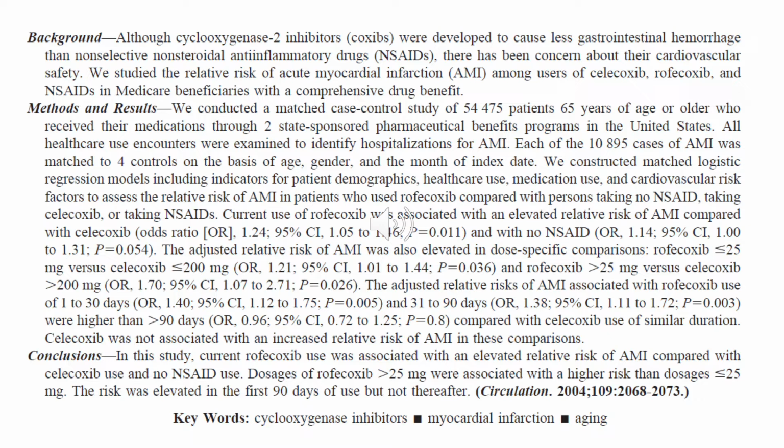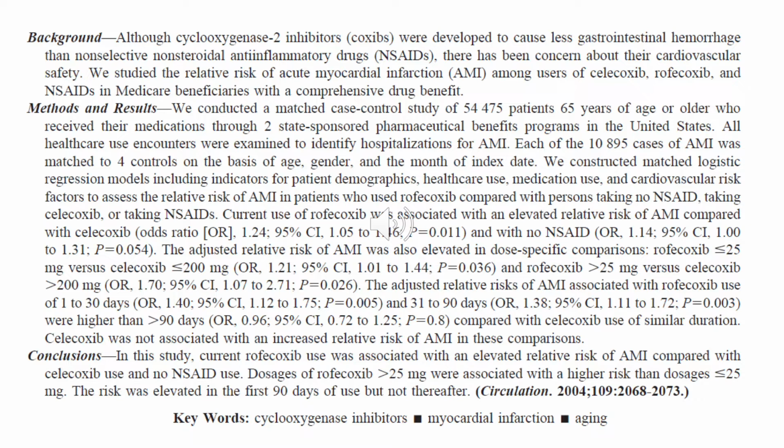And then they looked at differences in the doses. And then they looked at differences in the duration of use as well. So overall, this study found that current rofecoxib use was associated with an elevated relative risk of acute myocardial infarction compared with celecoxib use and no NSAID use. And they described the dose response and the duration of response relationship. So again, this probably doesn't make a whole lot of sense right now, but just keep all of these in mind, and we're going to learn about what a nested case control study is, what an adjusted analysis is, later on throughout the lecture.